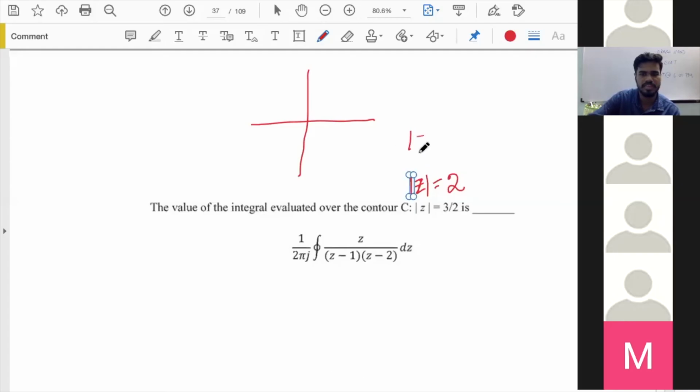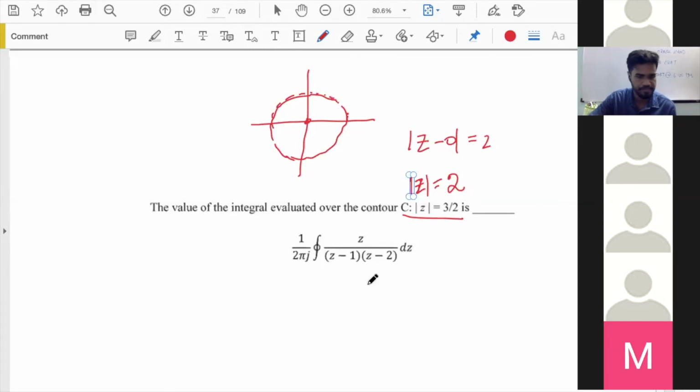This is essentially |z − 0| = 2. What it says is, from the origin, all the complex numbers that are at a distance 2 form this, or are described by this term here, which is essentially a circle. A circle with radius 3/2 in the original question. If you change the radius of the question, the answer here would change.